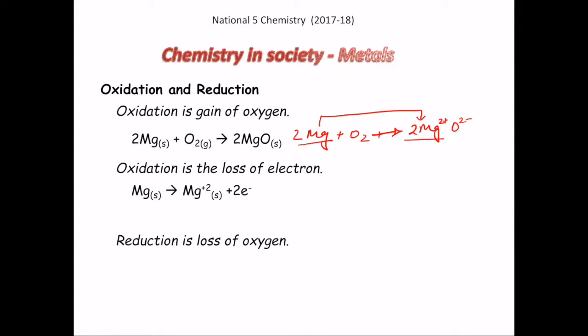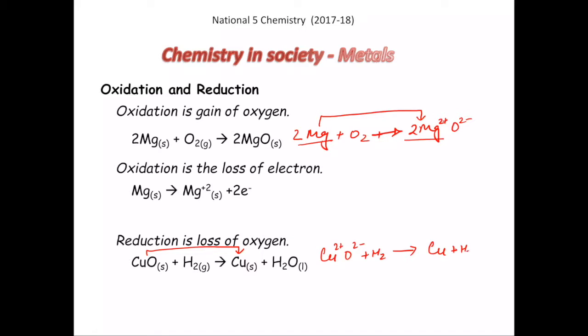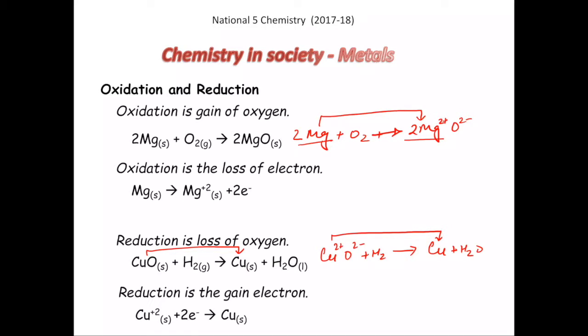On the other hand, reduction is loss of oxygen. So copper oxide combining with hydrogen to form copper and water is showing reduction of copper oxide into copper. So let's do the ionic equation for this. So again, it will be Cu2 plus O2 minus plus hydrogen would give you Cu plus water. So you can see that copper ion is changing into copper atom by gaining 2 electrons. Therefore, reduction can also be defined as gain of electrons. Here you can see that copper is gaining 2 electrons to form copper atom.